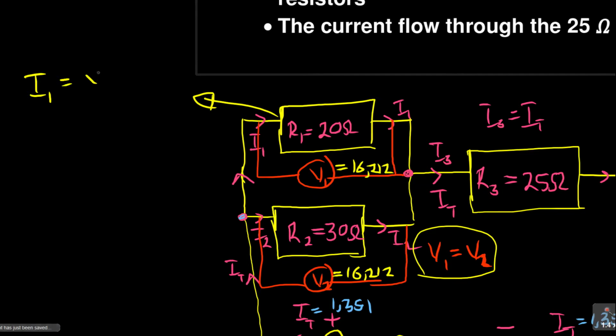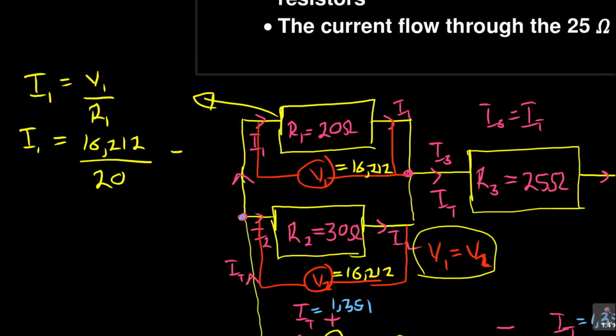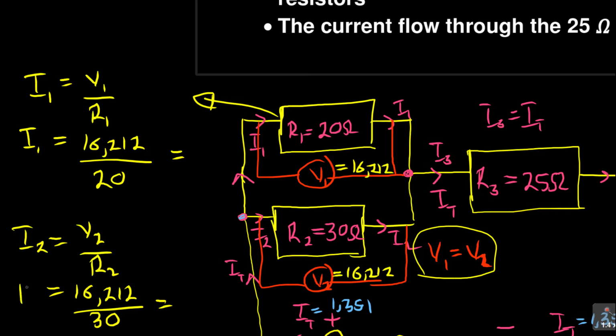I1 is equal to V1 over R1, which is equal to V1 is the same, 16,212 over R1 is 20, to give us the answer. And then again, I2 is V2 over R2 in this case, which is equal to V2 is still the same, 16,212 over, in this case, R2 is 30 ohms. It will also give us the answer for I2.